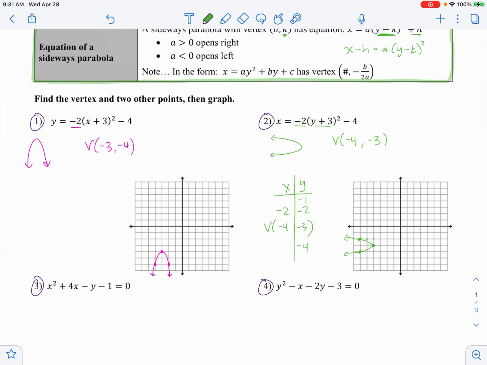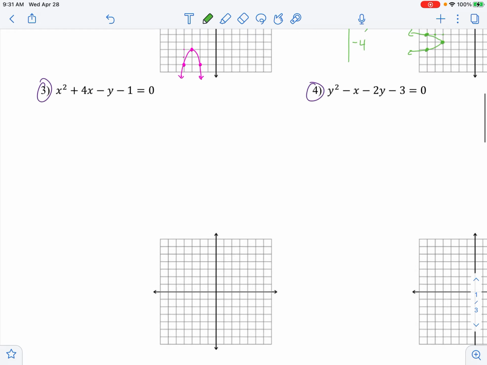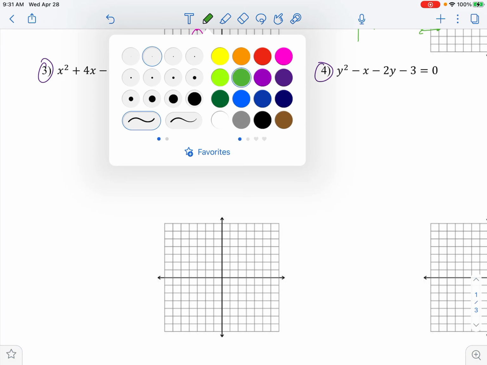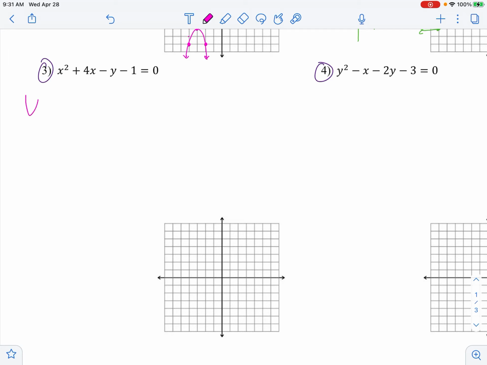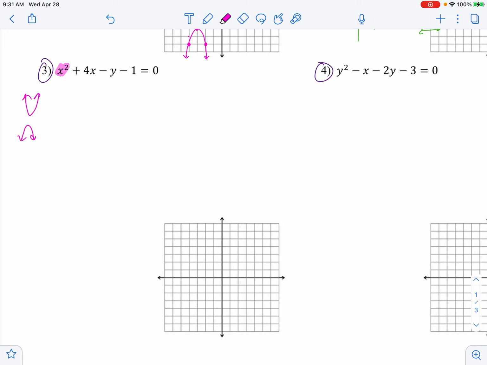All right, now like with our circles, we are going to have some here where I need to complete the square to figure it all out. Even without completing the square, though, I still know a little bit about number 3. I still know that number 3 is going to be up or down. I don't know which yet, but because my x is being squared, I know that this is an up and down parabola. So I'm going to group my stuff together. I'm going to keep my x squared and my 4x. I'm going to move my y over to the other side.